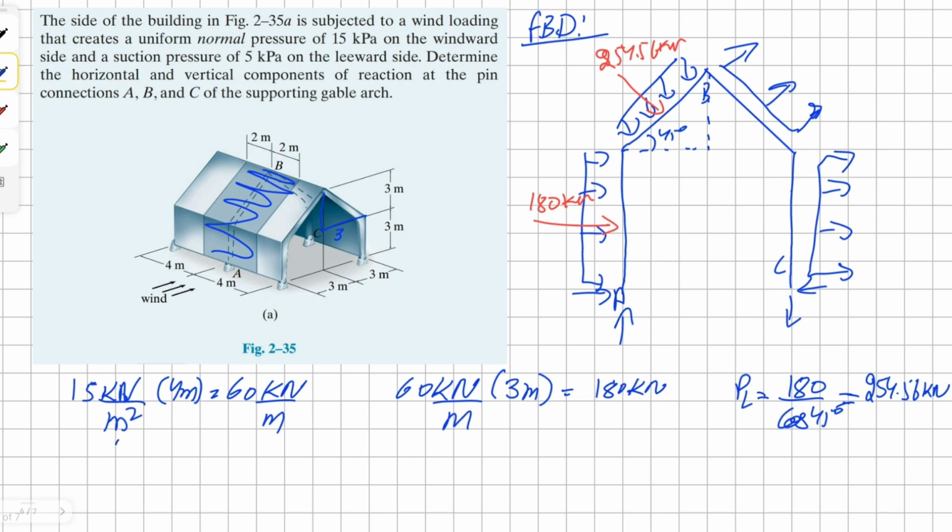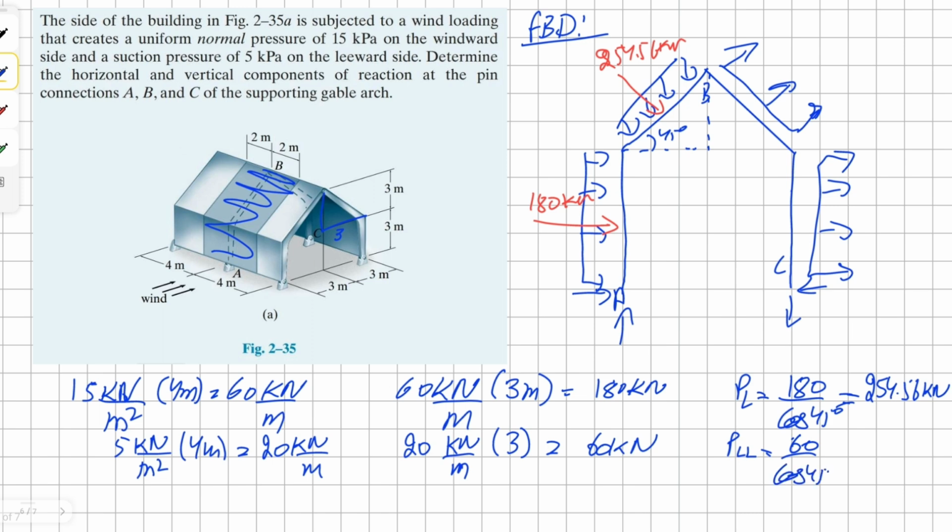Okay, and now on the leeward side, same idea. We have 5 kPa, which is 5 kilonewtons per meter squared, and then 4 is our width, and this becomes 20 kilonewtons per meter. Our 20 kilonewton per meter uniform distributed load times the height of the wall on the leeward side becomes 60 kilonewtons, and our load for the leeward side on the roof will be 60 divided by cos 45, and that comes to 84.85 kilonewtons.